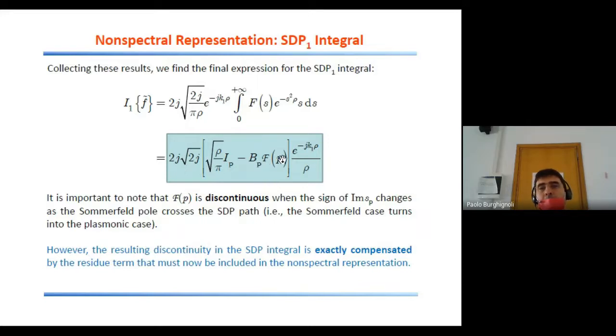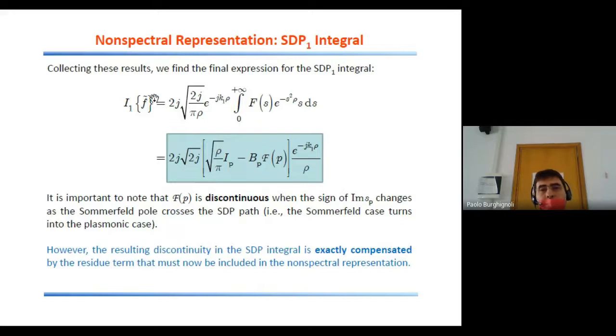Of course, this attenuation function is a discontinuous function, because when the sign of the imaginary part of the Sommerfeld pole changes, which occurs when the Sommerfeld pole crosses the steepest descent path, then this function is discontinuous. However, its discontinuity is exactly compensated by the fact that when the Sommerfeld pole crosses the steepest descent path, you need to add the residue contribution of the pole that is now captured. So all in all, everything is continuous. You have a discontinuous integral that compensates the discontinuous contribution of the residue. So the sum in the end is continuous, as it must be. Okay.